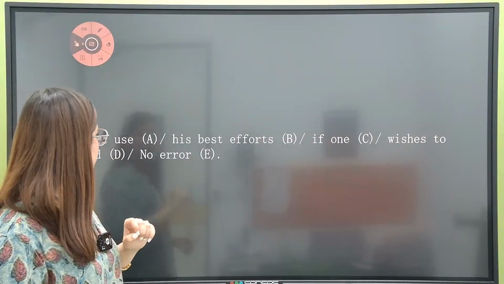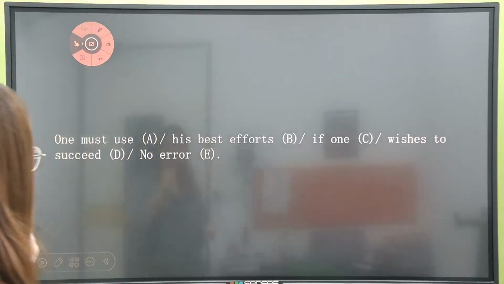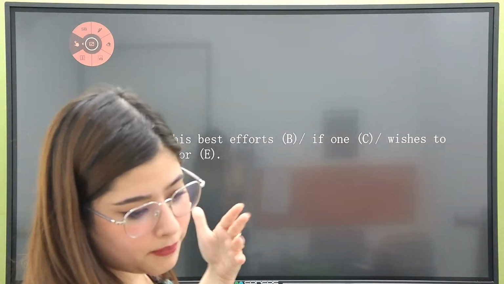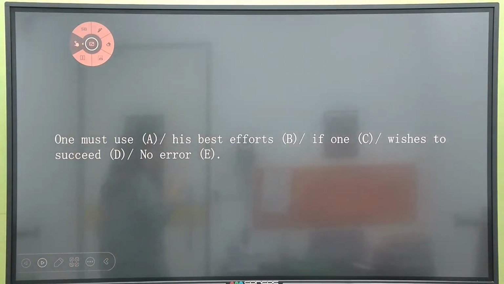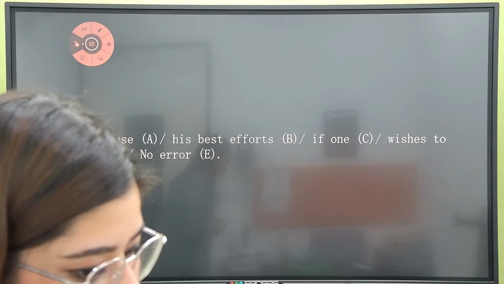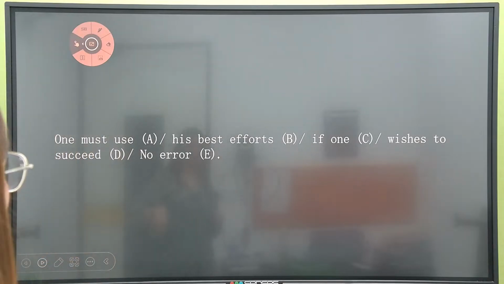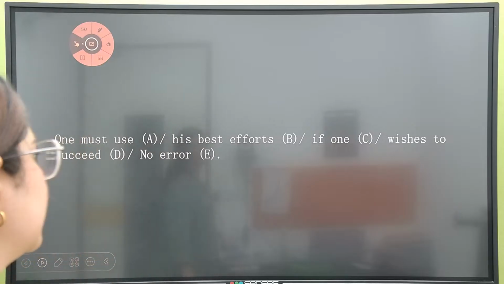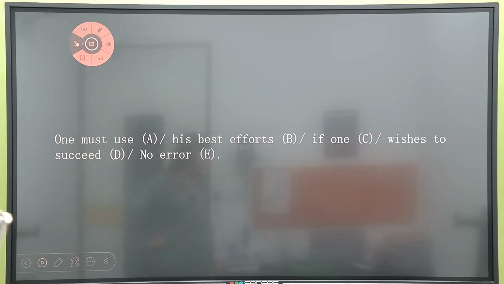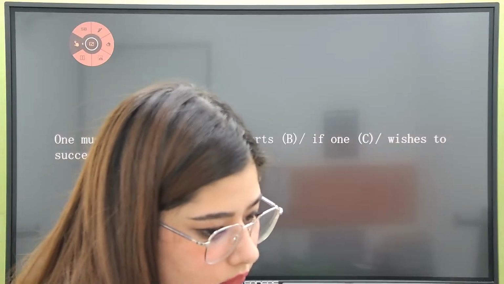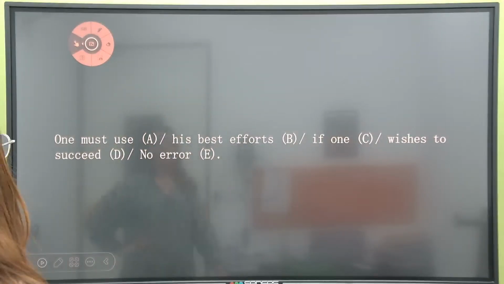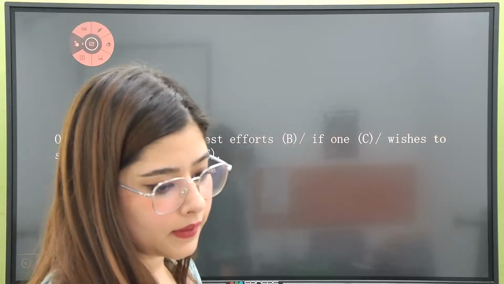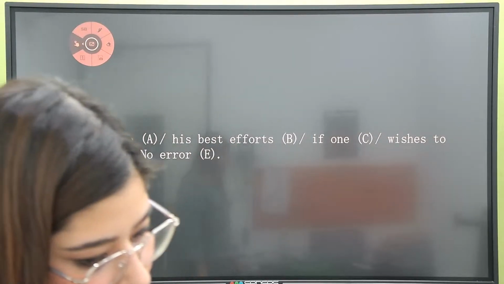Next, one must use his best efforts if one wishes to succeed. No error. We have already in many sessions covered such sentences, so I'm hopeful that this would be an easy one for you guys. One must use his best efforts if one wishes to succeed. No error. This is an easy one.